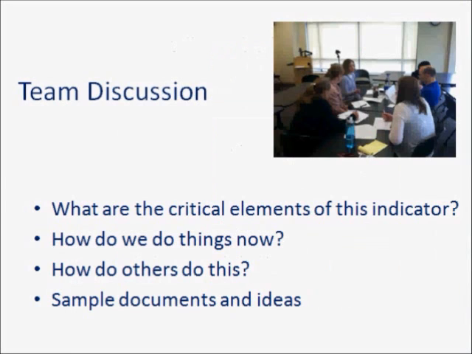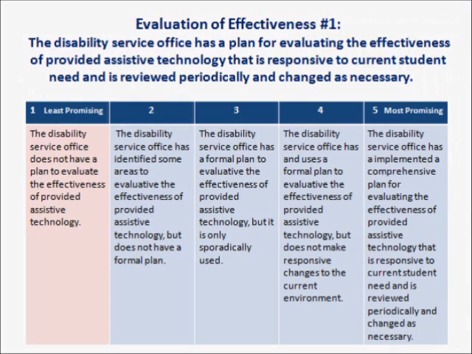They had a team discussion about the critical elements of those indicators, how they did things now, and how other programs address the same kinds of areas and indicators. They went looking on the internet for sample documents and ideas about things that they might be able to do also. The first indicator in evaluation of effectiveness that they chose to address is number one.